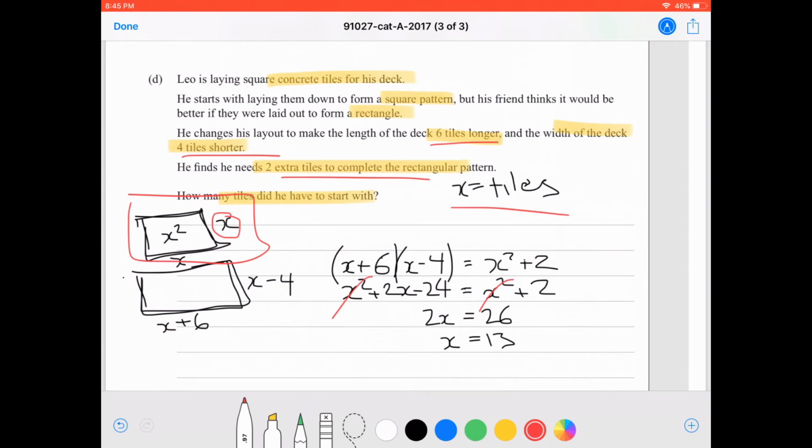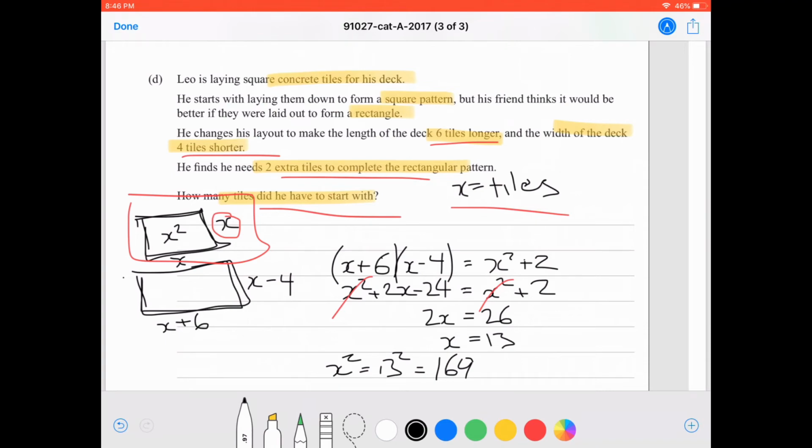So if we've got 13 tiles on the base and 13 tiles for the length, the number of tiles he had to start with will be the area of that square, which is x squared, which is obviously 13 squared, and that equals 169.